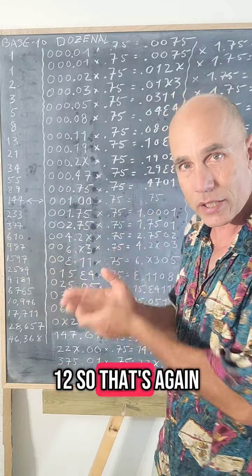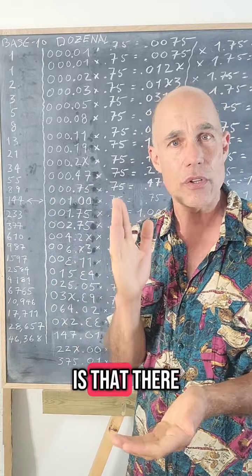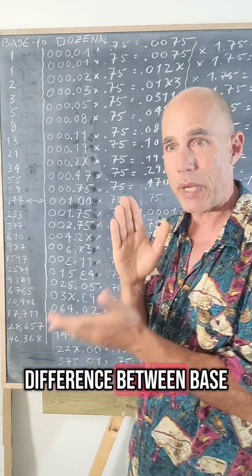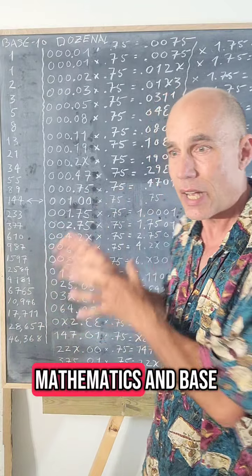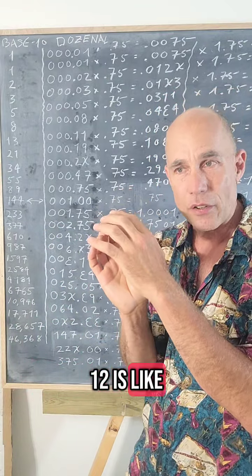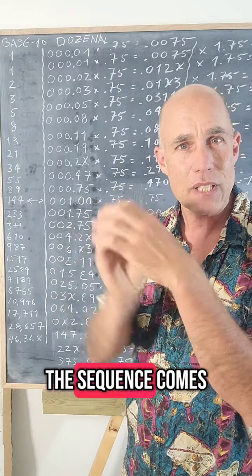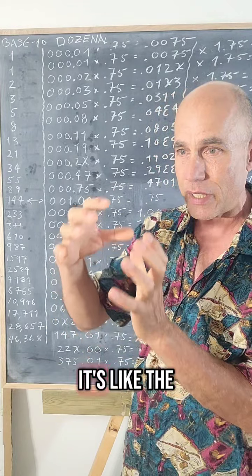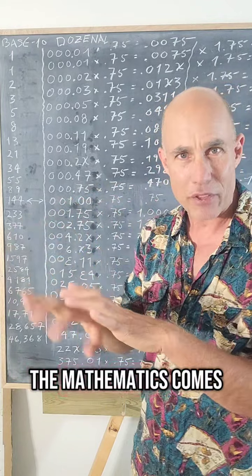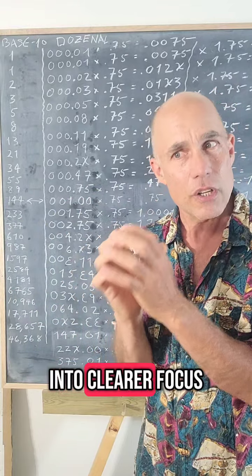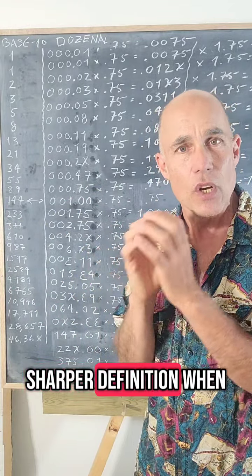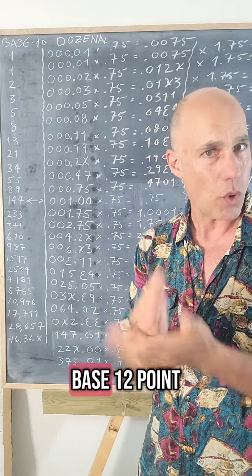So that's, again, what I'm trying to show everyone: that there is a significant difference between base 10 and base 12 mathematics. And in base 12, the sequence comes into focus more clearly. It's like the blurriness at the edge of the mathematics comes into clearer focus, sharper definition, when we approach the math from a base 12 point of view.